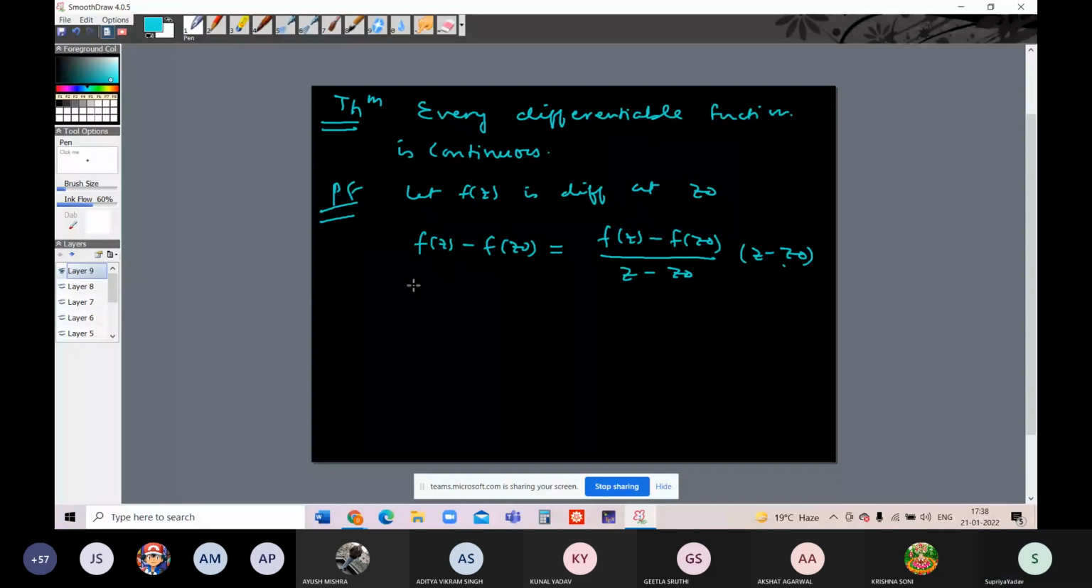Okay. Now taking the limit both sides. You can also do this with the epsilon delta definition. There is no problem if you are writing it with the help of the epsilon delta definition. Taking limit both sides, z is approaching to z naught, f z minus f z naught. Or we write it with the epsilon delta definition itself.